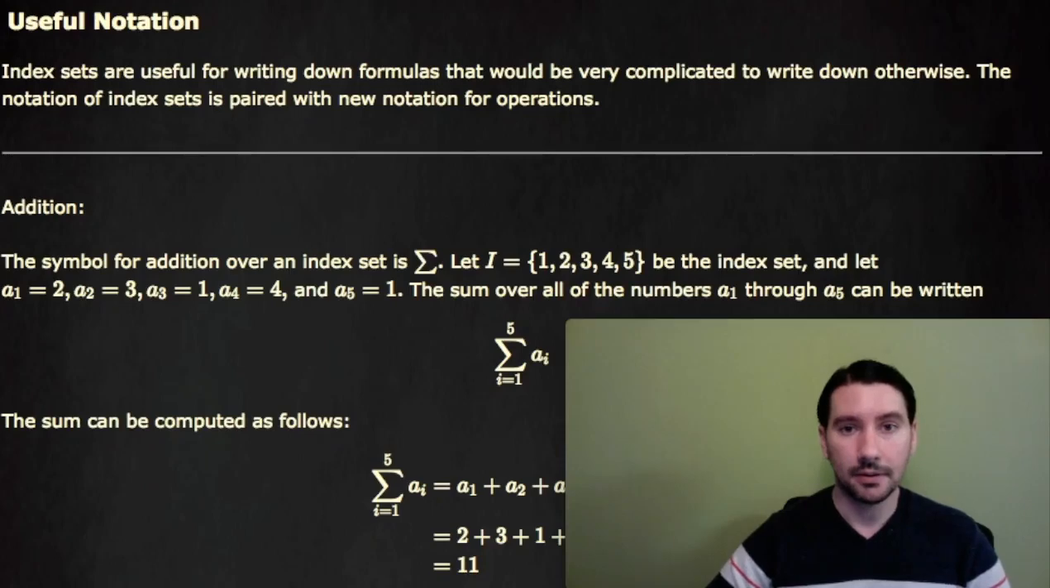We're going to talk about some notation related to index sets. The first two notations are going to be related to numbers, addition and multiplication. Then we're going to talk about some notation related to sets. And finally, we'll talk about some notation related to logic. So if you want to jump ahead to a particular section, that's the order in which the video is going to go: numbers, then sets, then logic.